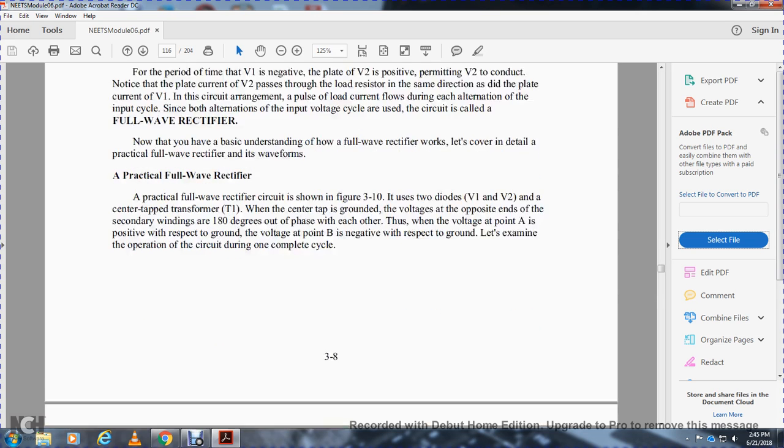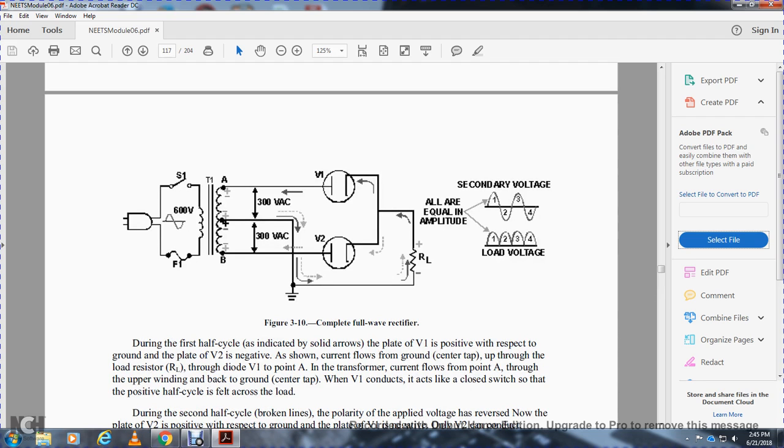Let's examine the operation of the circuit during one complete cycle. I'm going to show the complete full wave rectifier and the DC signal line. The transformer T1 feeds through V1 to the resistor, all of equal amplitudes.